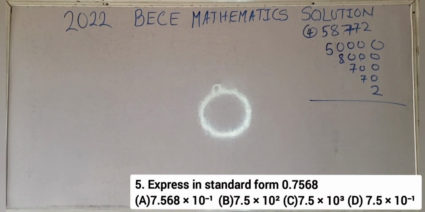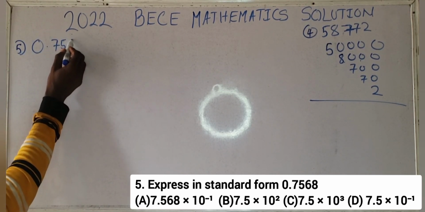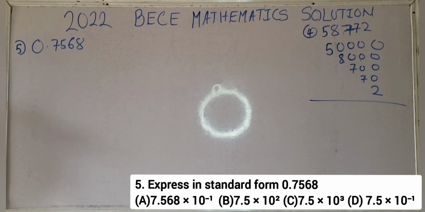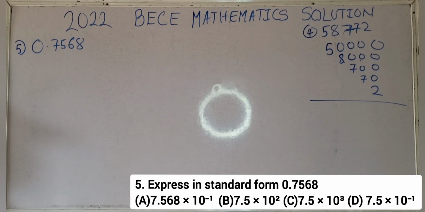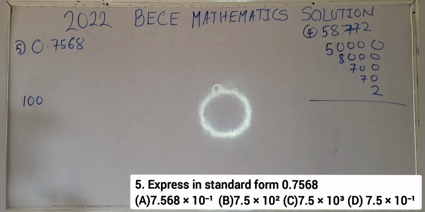Question 5. Express in standard form 0.7568. Now, how do we express 0.7568 in standard form? You see, if you are taught to express a number in standard form, if you have checked our class on percentage, you will understand how to deal with this question. If you want to express 100 in standard form, the decimal point is here. You understand? Are you paying attention?